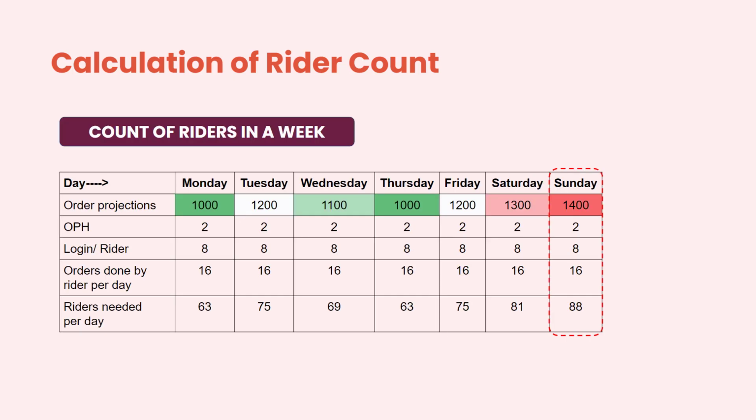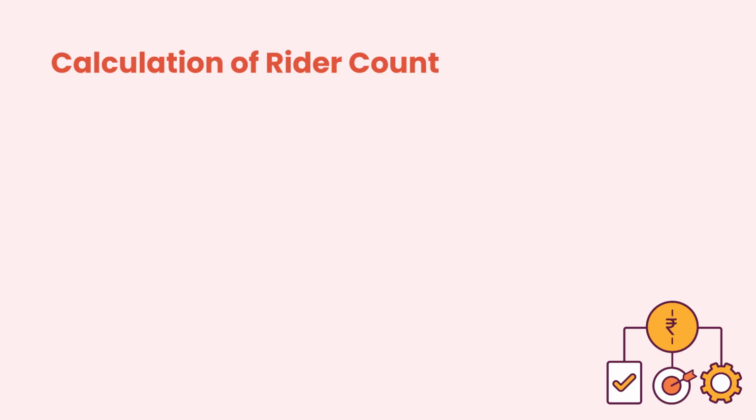So using the logic that we used in the last slide to calculate the number of riders needed on a particular day, I have calculated riders needed from Monday to Sunday based on the order projections. Order projections are nothing but the estimate of orders that are supposed to come on the basis of various data points and analysis. As you can see, order projection is highest for Sunday. Hence, the riders needed to work on Sunday are maximum, which is 88. And this was derived using the same logic as in the last slide.